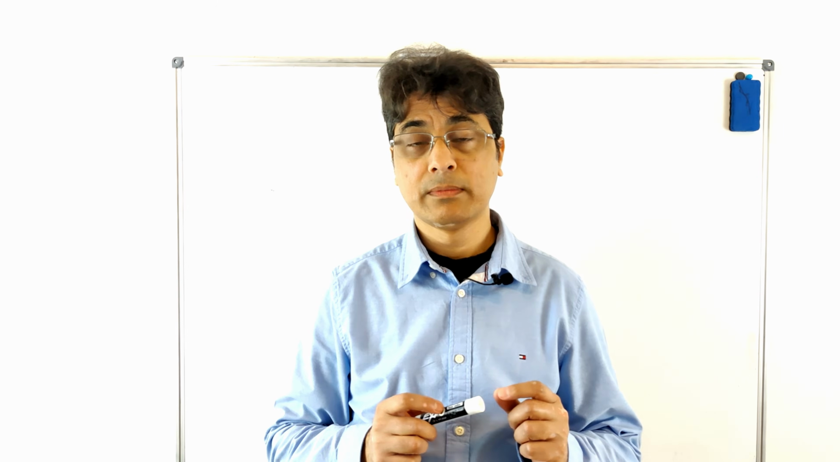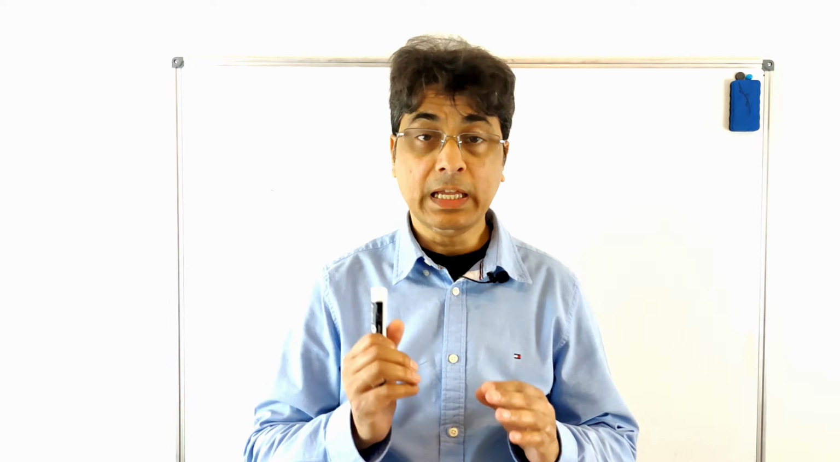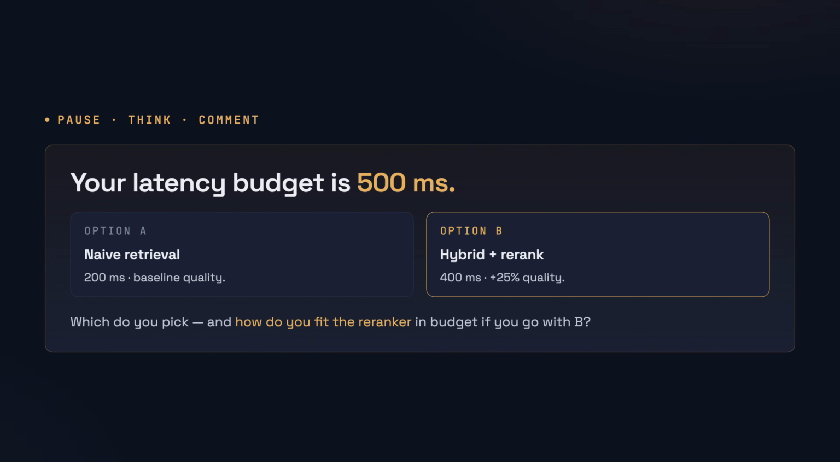Quick question here. Your RAG system latency budget is 500 milliseconds total. Naive retrieval takes around 200 milliseconds. Hybrid search with re-ranking takes around 400 milliseconds. But the re-ranker improves quality by 25%. Which do you pick? And what else could you do to make the re-ranker fit in the budget? Let me know in the comments below.